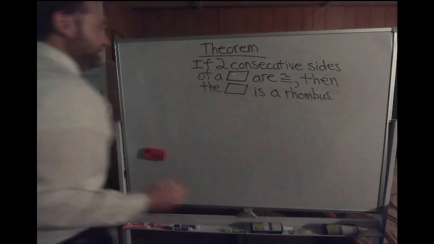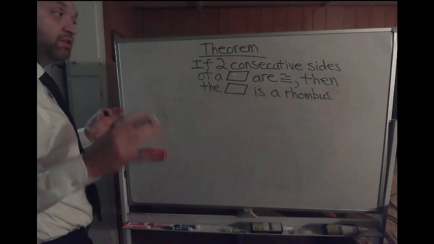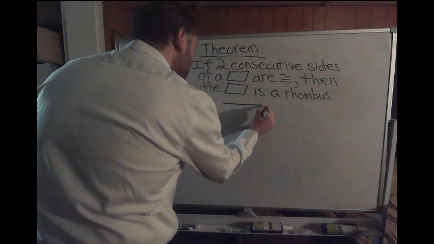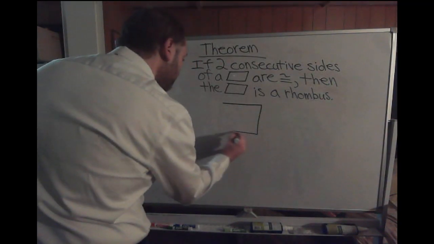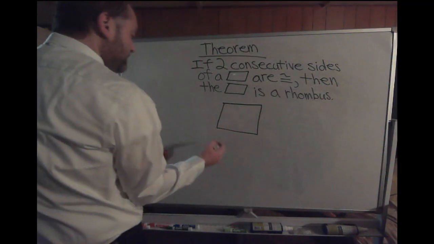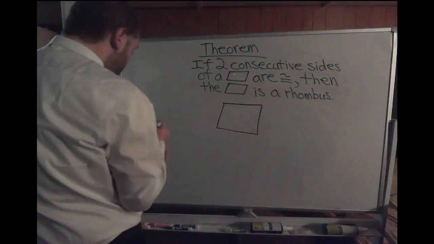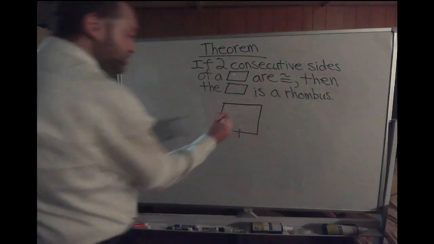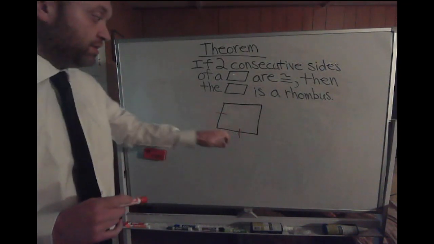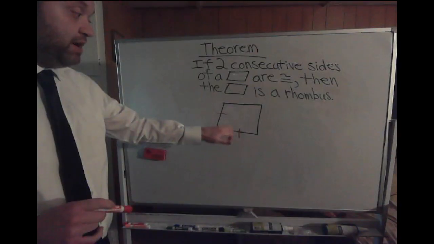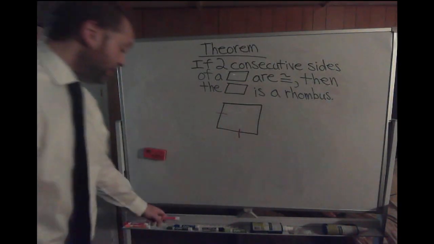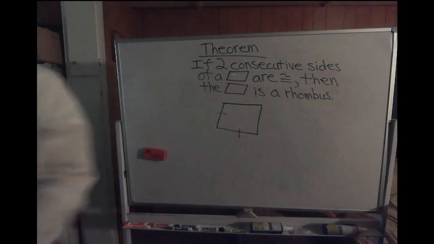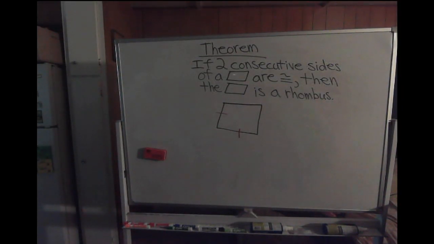So this one's easy. If two consecutive sides of a parallelogram are congruent, then the parallelogram is a rhombus. So that's going to make your life a lot easier for proof. So here we have a parallelogram. Well, we have two consecutive sides here that are congruent to each other, right? Meaning one next to the other. In this case, this parallelogram is now a rhombus, simply by the fact that the two consecutive sides are congruent to each other. So that one wasn't so bad.